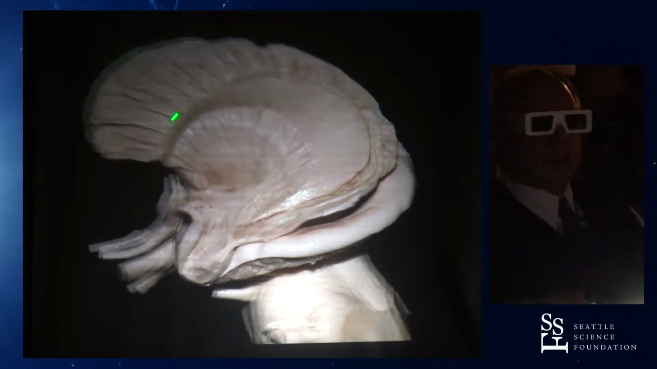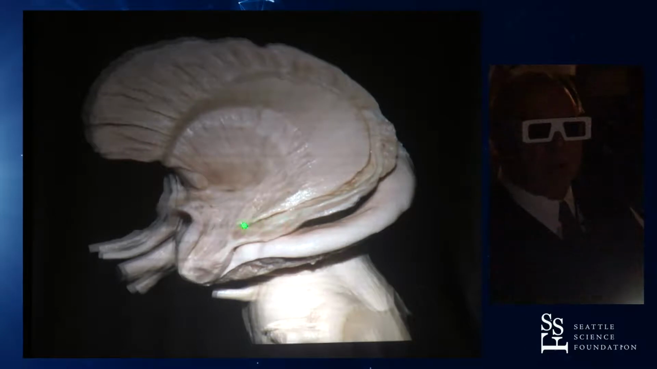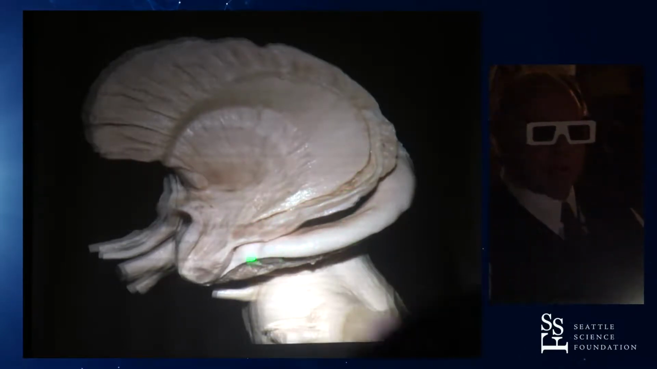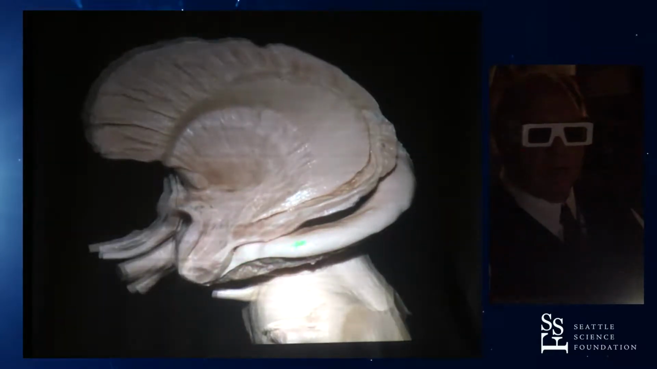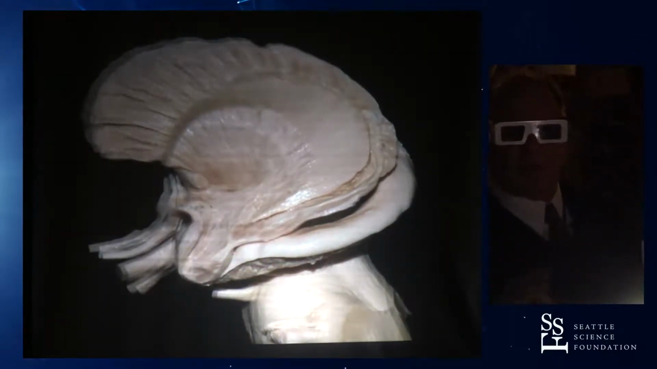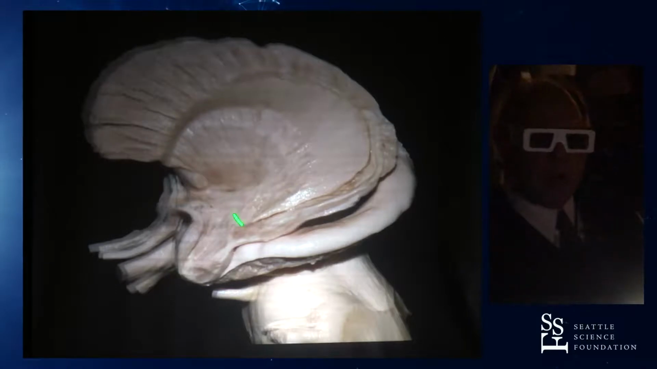Head of the caudate, body of the caudate, and tail of the caudate. And you see that the tail of the caudate runs along the roof of the inferior horn, while the hippocampus runs along the floor of the inferior horn. Very important to have this architecture in mind. And guess where the tail of the caudate ends? It ends merging with the amygdala.